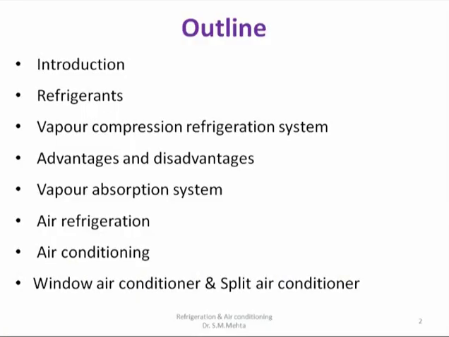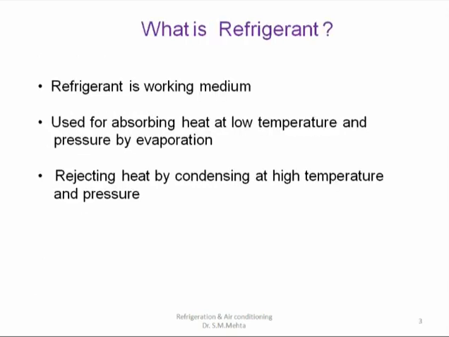In today's lecture we are going to learn the introduction, then we will discuss the refrigerants, then the vapor compression refrigeration system. In the earlier lecture we discussed the advantages and disadvantages of the vapor compression refrigeration system, then the vapor absorption refrigeration system, the air refrigeration system, and air conditioning. In air conditioning, we will compare the window air conditioner and the split air conditioner. So let's start with the refrigerant.